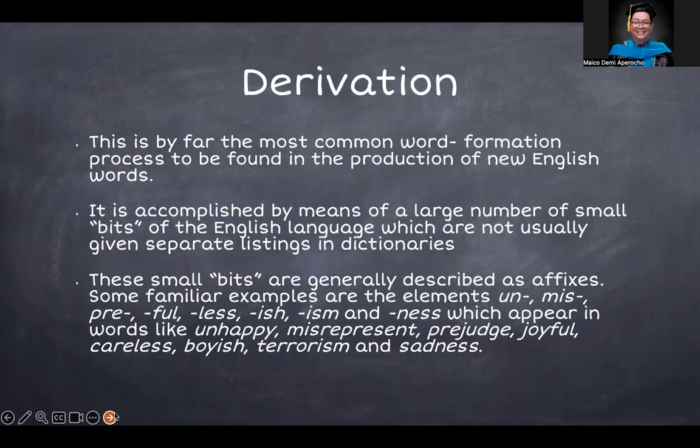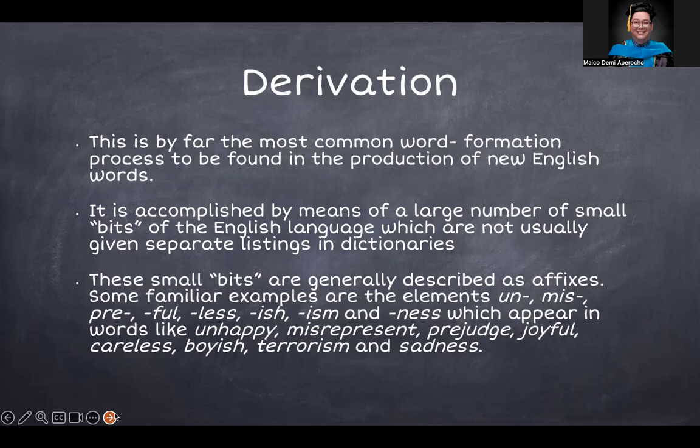This is by far the most common word formation process to be found in the production of new English words. It's accomplished by means of a large number of small bits of the English language, which are not usually given separate listings in the dictionaries. These small bits are generally described as affixes. So affixes, or affixation as a process, is basically involved in the process called derivation.